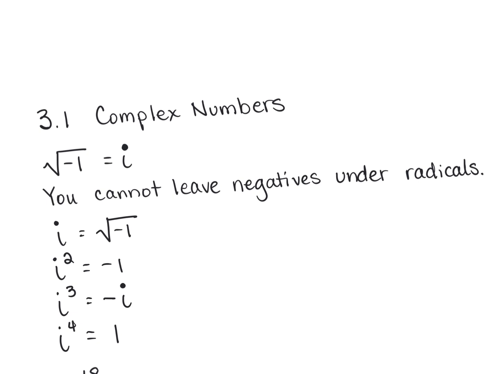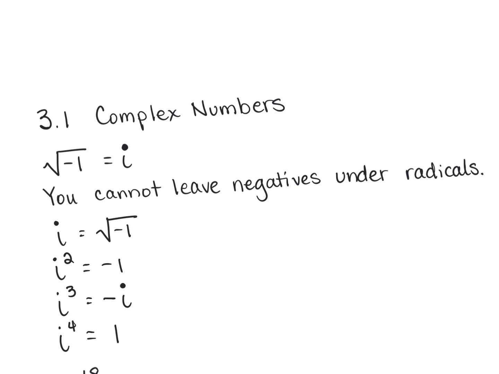So if I have a negative under a radical, that turns into an imaginary number. So I know that i is equal to the square root of -1, and you cannot ever leave negatives under radicals. So then we've got these 4 here. I is equal to the square root of -1. I squared is the number -1. If I have i cubed, that turns into i times i squared, so that is -i. And then i to the 4th power is -1 times -1, which gives me 1.